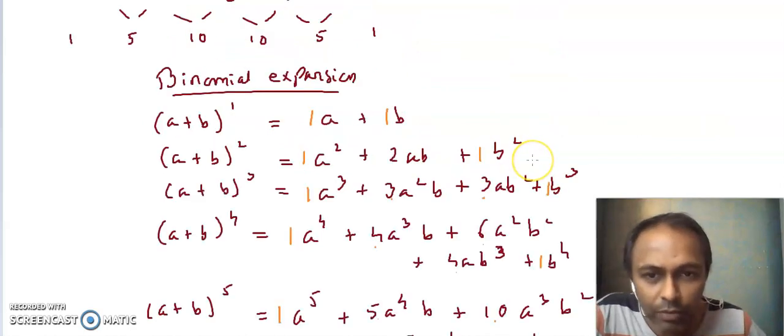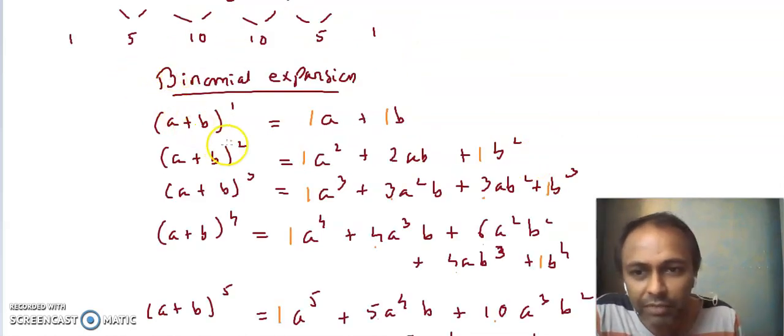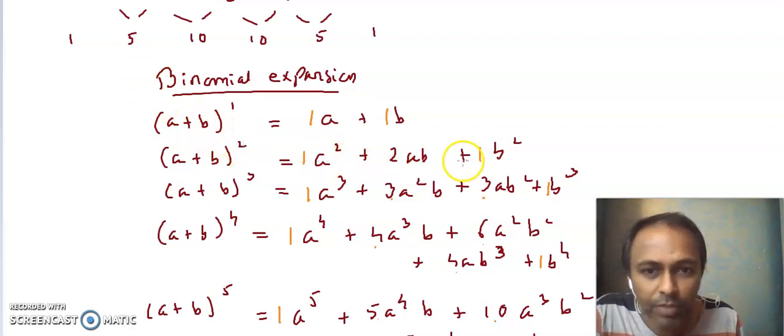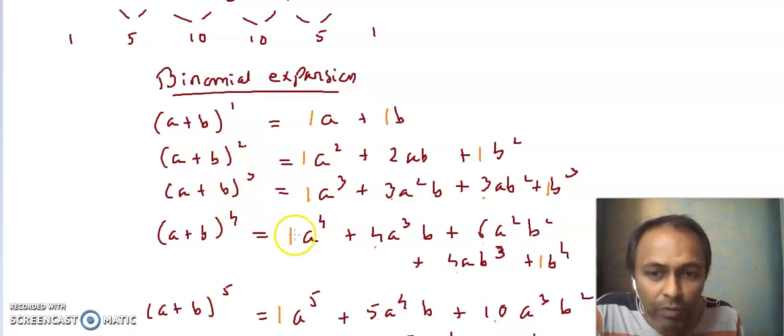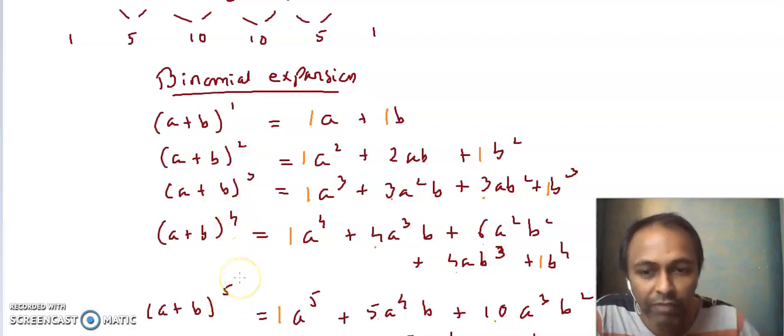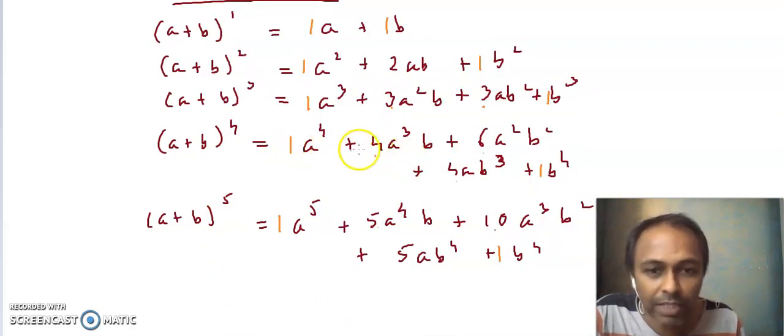One more interesting thing observed here is that if the degree is 2, the number of terms in the expansion is 3. If the degree is 3, you have 1, 2, 3, 4 terms. So in a binomial expansion, that is two terms raised to a natural number, you will always get one more term than the degree given here. So when you have degree 5, you have 6 terms in the expansion: 1, 2, 3, 4, 5 and 6.